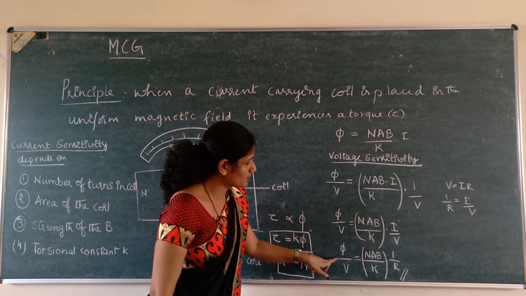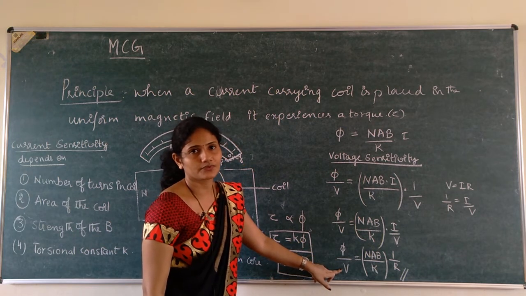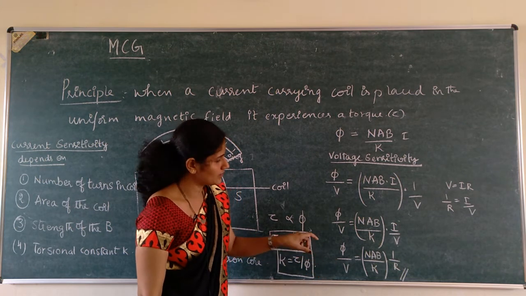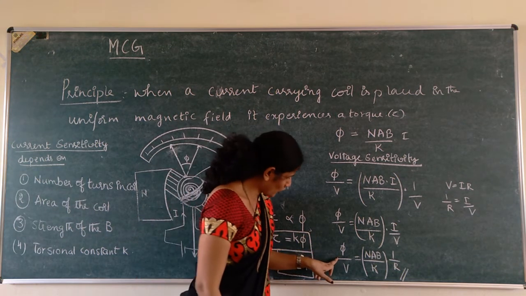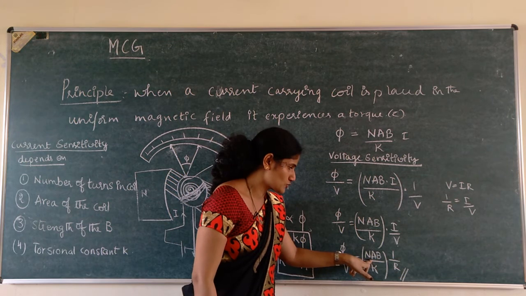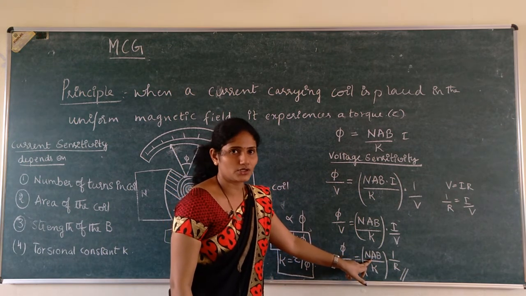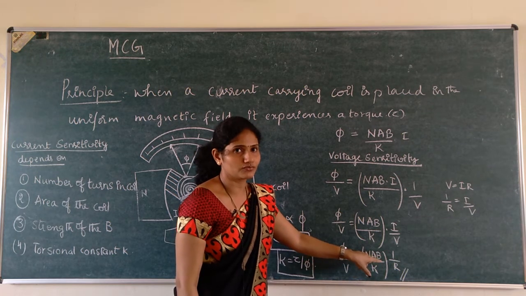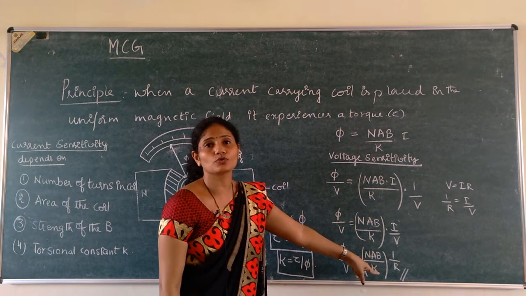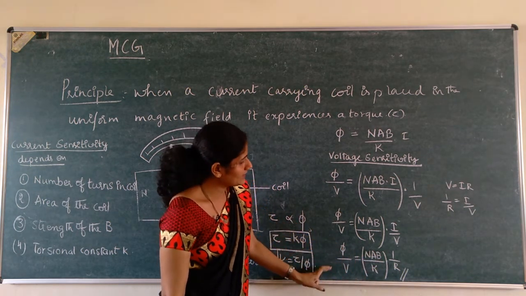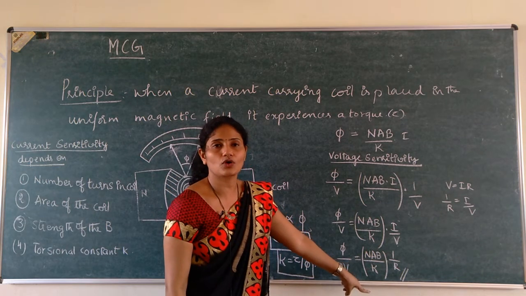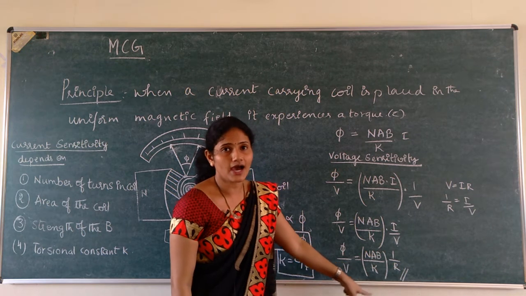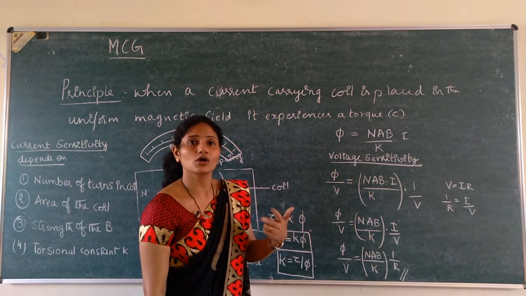So deflection per unit voltage is called the voltage sensitivity of that galvanometer, and the voltage sensitivity is directly proportional to N, the number of turns in the coil, it is directly proportional to A, the area of the coil, and it is directly proportional to the magnetic field, and it is inversely proportional to the torsional constant K, and it is inversely proportional to R. What is R? R is the resistance of the coil.